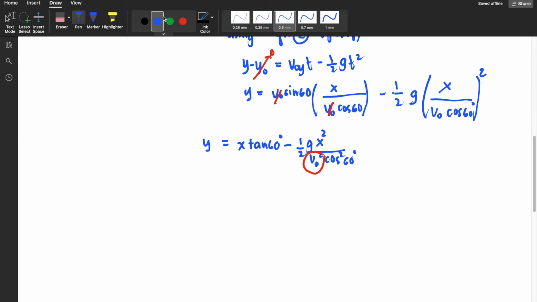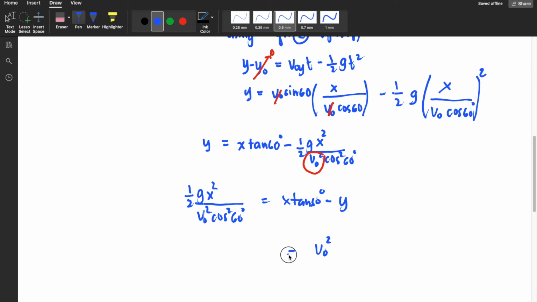So all we have to do is simply exchange this expression with this y. So you'll have here 1 half g x squared all over V0 squared cos squared 60 is equal to x tangent 60 minus y. Okay, and at the same time, we manipulate or exchange these two. We divide this entire expression on both sides of the equation.